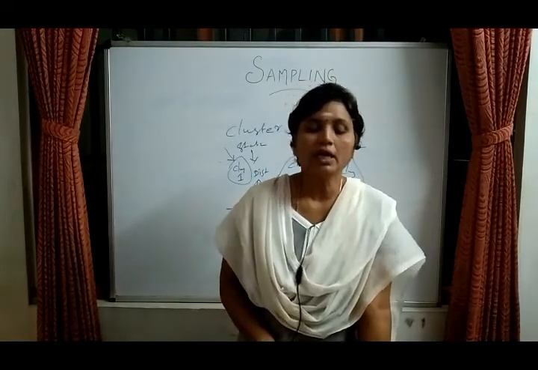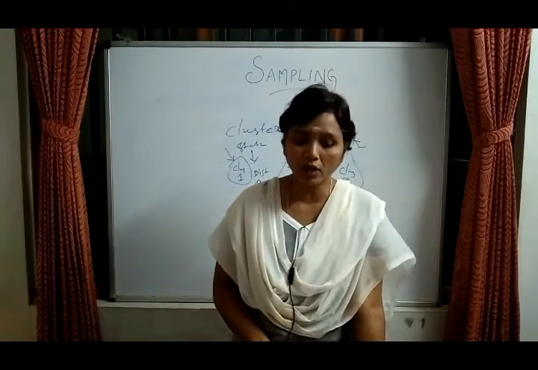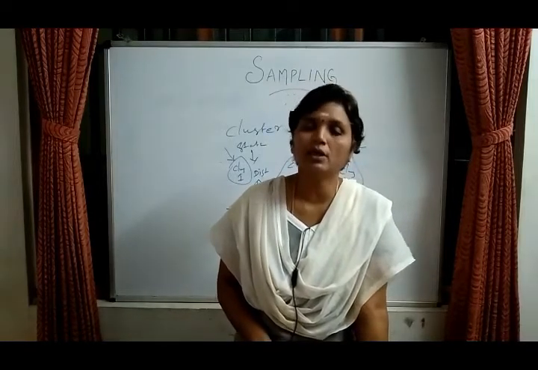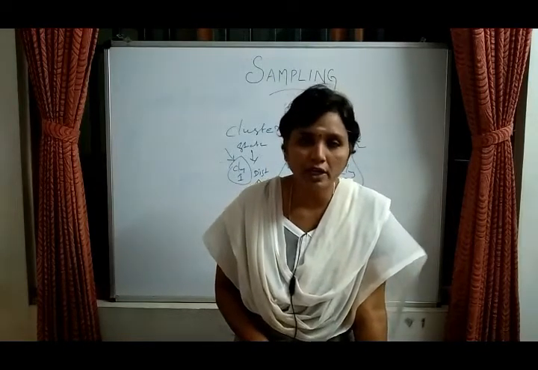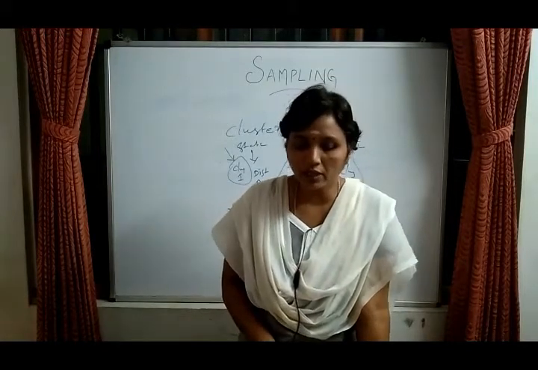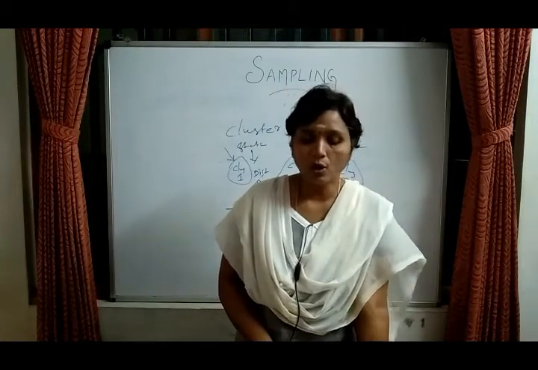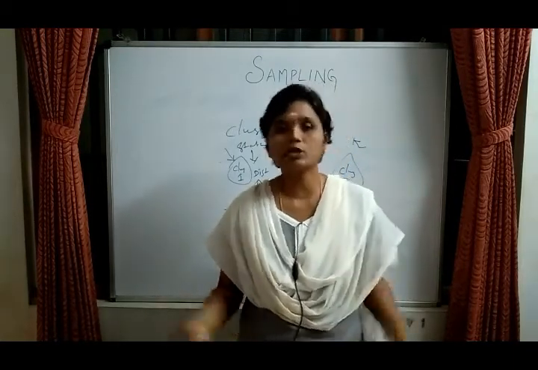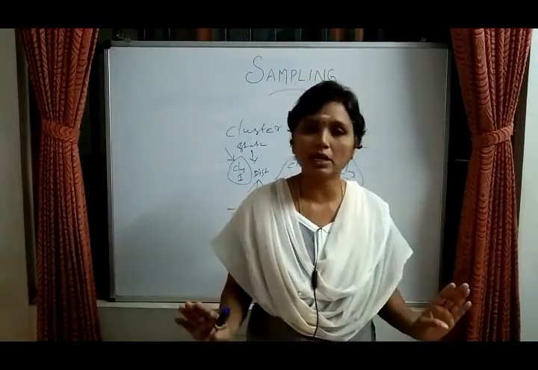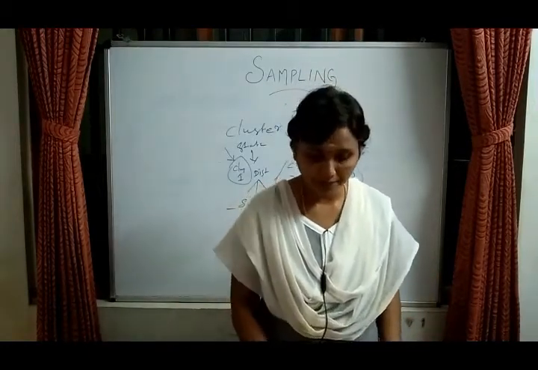So the first one is convenient sampling, the process of including whoever happens to be available at the time of study. At the time of study, whoever is present in that area will be selected as a sample. Okay, the disadvantage is we can't get the appropriate effect on the dependent variables, because we select the samples according to our convenience and the availability of the samples. Okay, that is convenient sampling.